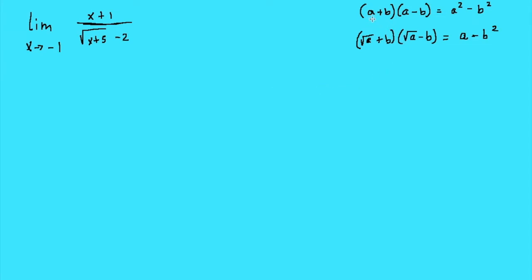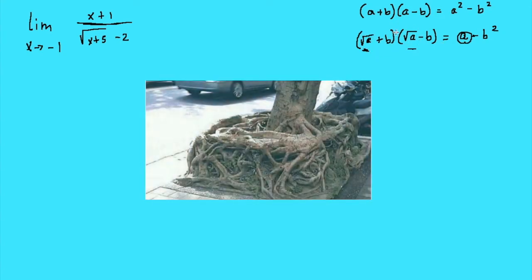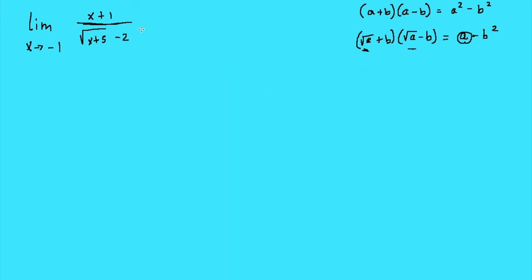Remember from algebra or algebra 2 that a plus b times a minus b is a squared minus b squared. It's the difference of squares. And we can take that a step further and say the square root of a plus b times the square root of a minus b is a minus b squared. The square root goes away when it gets squared, and we're just left with a, which is what was inside the square root. We're going to use this information to simplify this function so we can actually determine what the limit is.